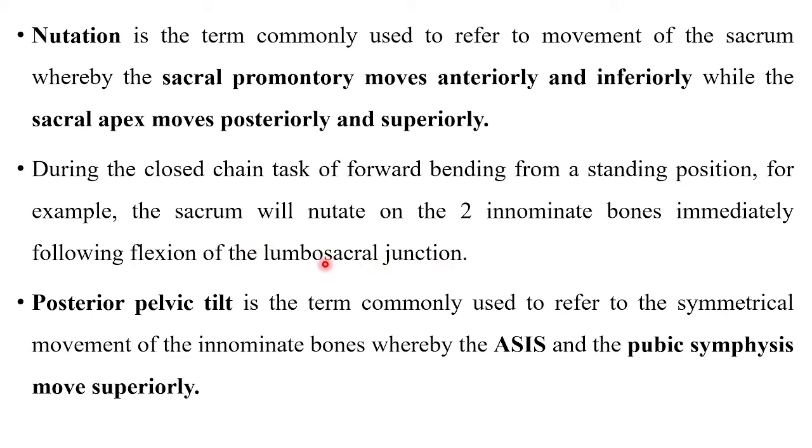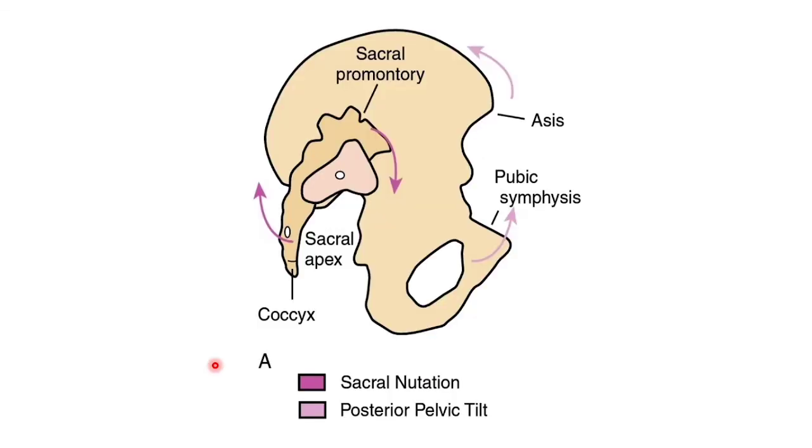So in the closed chain activity, during forward bending, flexion of the lumbosacral junction is happening, in which the sacrum will nutate over the two pelvic bones. Next is the posterior pelvic tilt. It is a term commonly used to refer to the symmetrical movement of the innominate bones whereby the ASIS and pubic symphysis move superiorly.